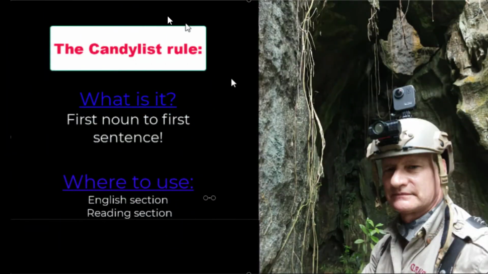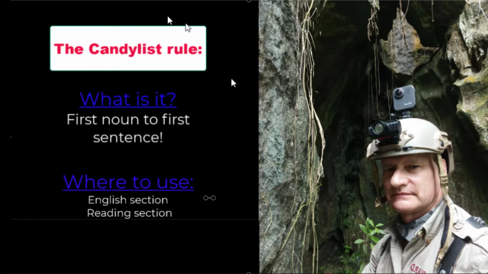Out of the jungle and into the classroom, kids, it's the candy list rule. So what is the candy list rule? The candy list rule is going to match your first noun or verb with the first noun or most relevant verb in the answer choices. Keep in mind that in your topic sentence, the first noun is always going to appear in the independent clause part. Remember the abandoned boxcar?